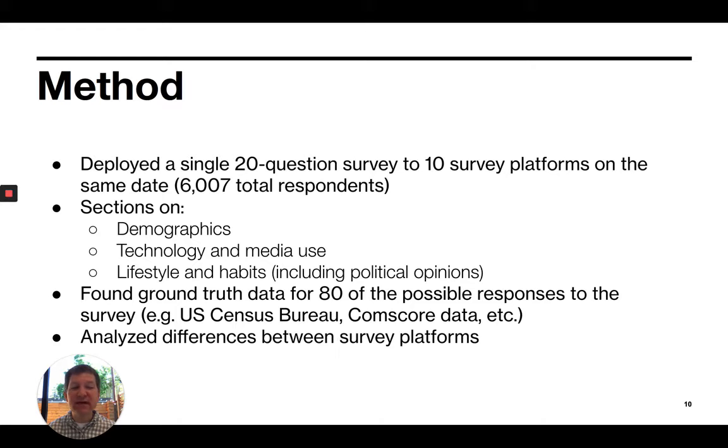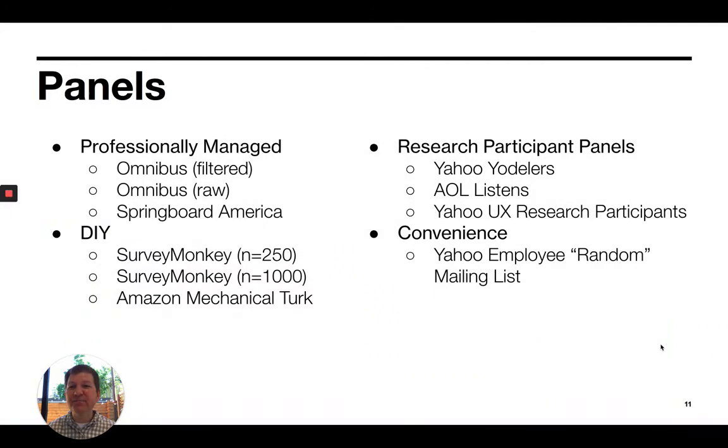So then we found ground truth data for 80 of the possible responses. So there's 20 questions, but each has multiple possible responses. For 80 of those responses, we found ground truth. And that came from government sources like the US Census Bureau. For some of the technology use, it came from sites like ComScore that actually embed pixels and track what people are doing on the internet. And then we looked at the differences between the data that we got from the survey platforms and the ground truth to see how accurate each of these platforms actually was.